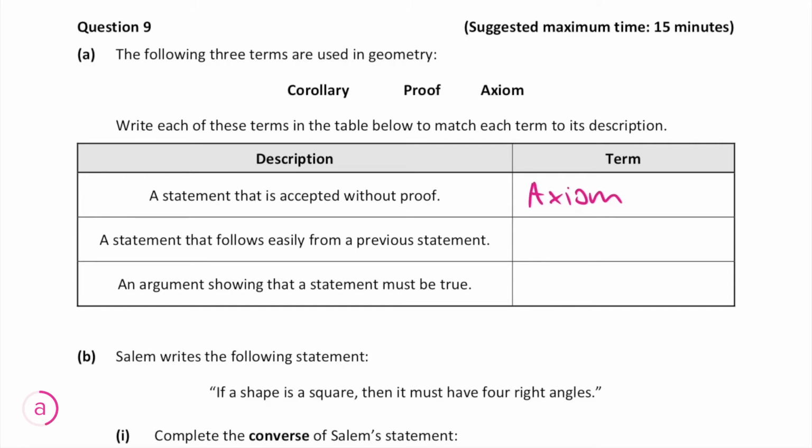The next description is a statement that follows easily from a previous statement. This is a description of a corollary. This is basically a conclusion of a statement you've already written. The final description is an argument showing that a statement must be true. By process of elimination, you can work out that this description is the description of a proof. For filling out this table, we get an easy 10 marks.